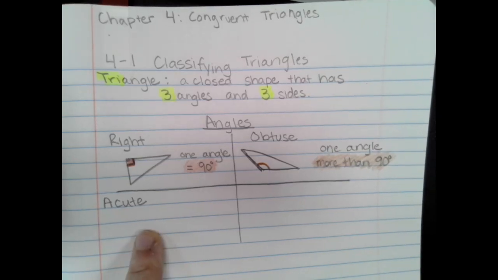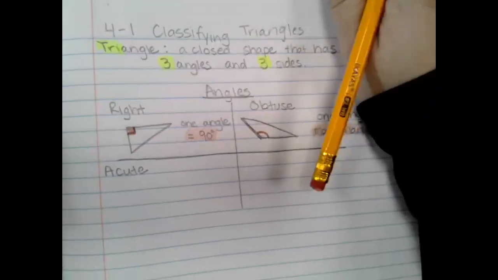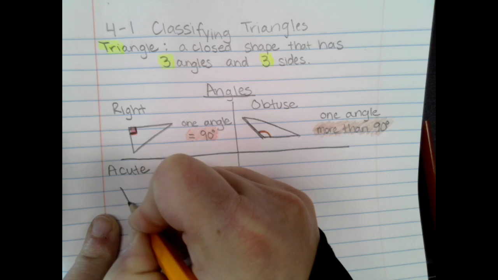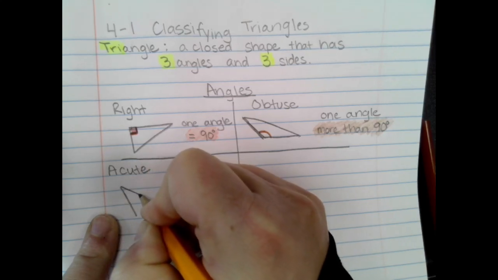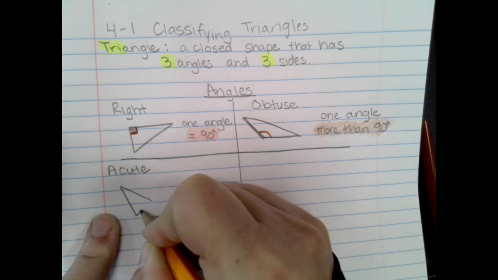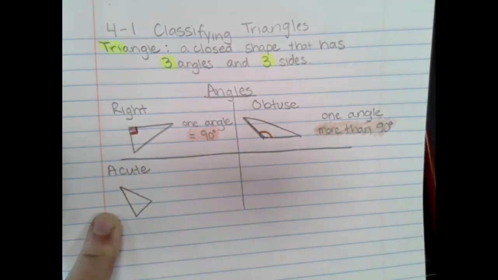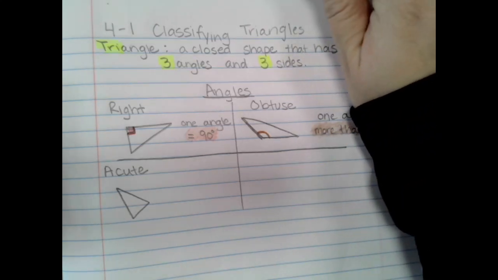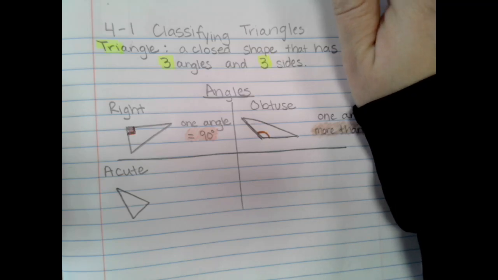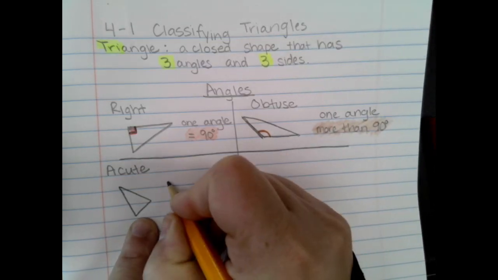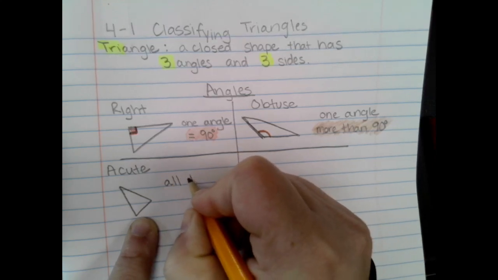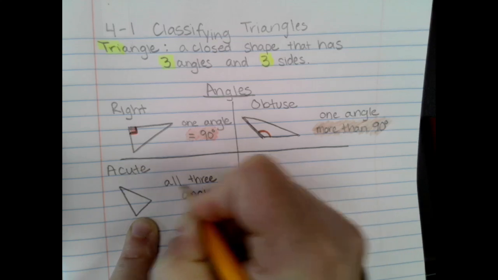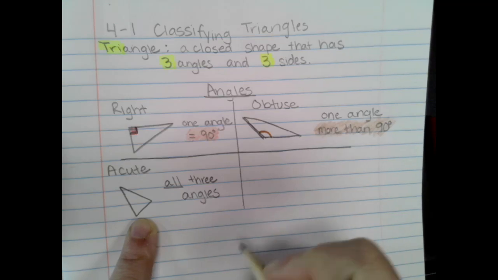So I really struggle drawing these triangles. They're a little bit harder for me. Because to draw them all less than 90, I have to start with a small angle. And then I have to make sure that those are also small angles. All right, so in an acute triangle, all three angles, and all is a really important part there, all three angles are less than 90.